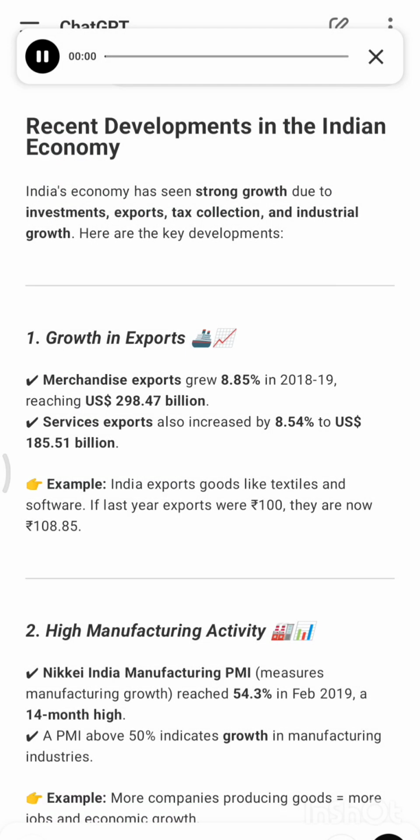Recent developments in the Indian economy. India's economy has seen strong growth due to investments, exports, tax collection, and industrial growth. Here are the key developments.